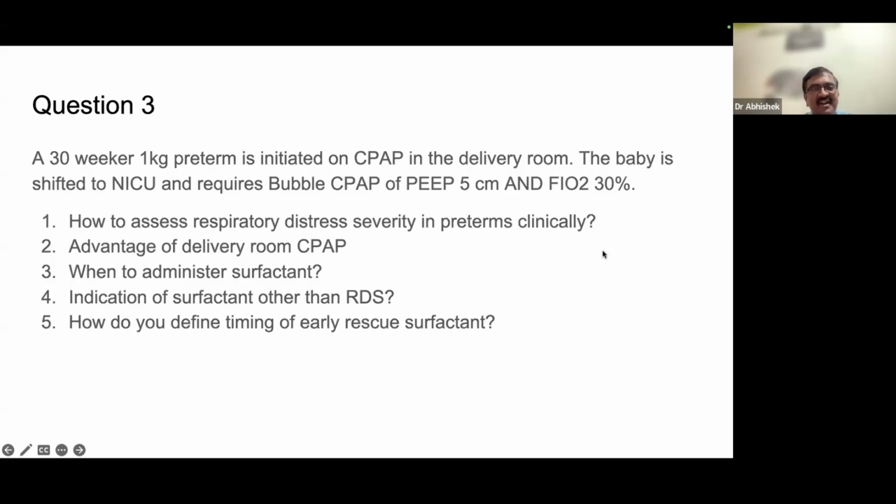What are the indications of surfactant other than RDS? So remember, 40% FiO2 is for late preterms. For less than 34 weeks, the threshold as per European consensus is PEEP more than 6, FiO2 more than 30%. What are the indications of surfactant other than RDS? It's meconium aspiration, severe pneumonia, pulmonary hemorrhage, right? How do you define timing of early rescue surfactant? As earlier than 2 hours. Most of you have answered that.